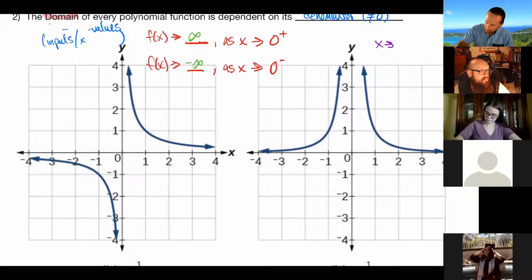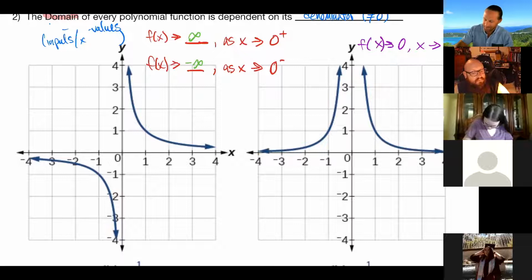As f of x approaches 0, what does x approach? Positive infinity. Is that your final answer? Maybe. I don't know. Feeling shaky now. Yeah, this is new. It's all right. This is saying now, what is my y approaching?